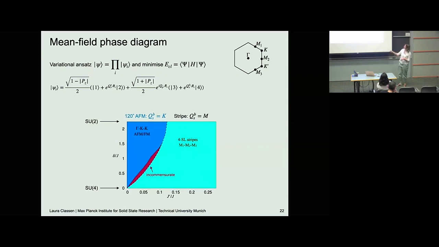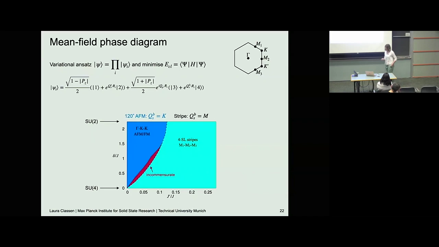We have a generalization of the 120-degree antiferromagnet, which leads to a ferromagnetic occupation in the other layer. And the stripes you get in the SU2 case go to a 4 sublattice state that is basically made of the combination of more than one stripe in different directions.